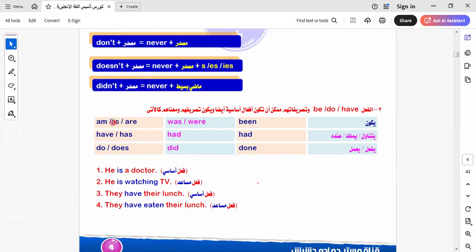Here we have the verb to be in the present: is, are, was, were. Here is been in the past participle form. Has, had in the past form and in the past participle. Do and does, did and done.